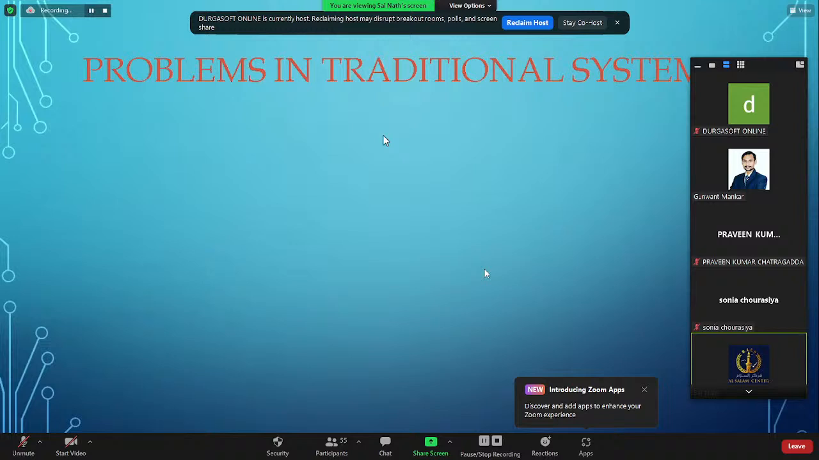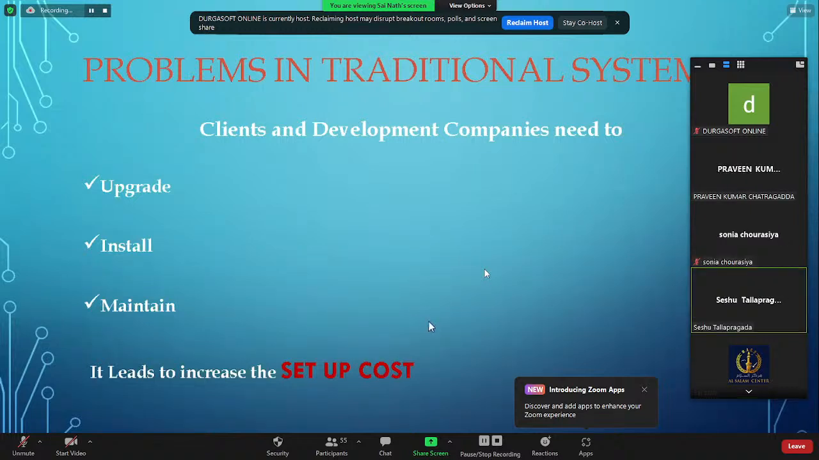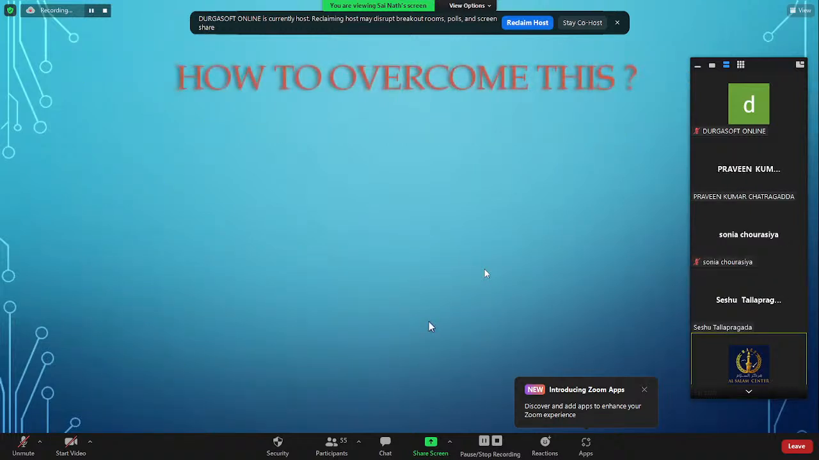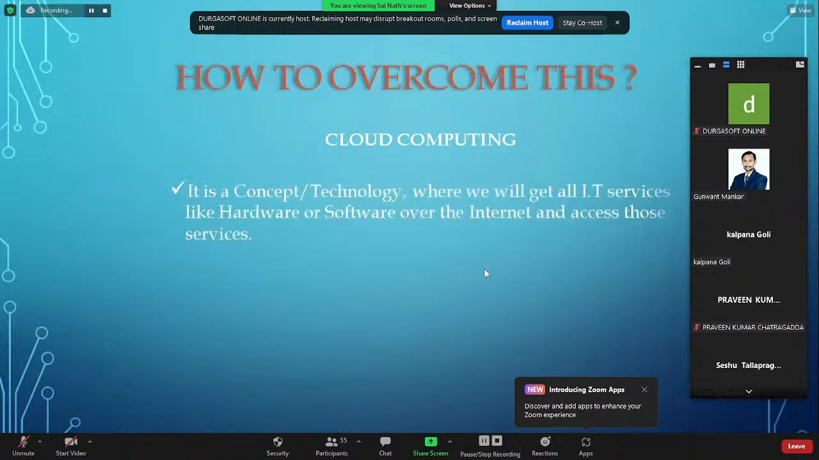Problems in the traditional system. What are the problems? Both clients and development companies need to upgrade, install, and maintain the software on their own. Yes or no? It leads to an increase in what? Setup cost. To overcome this problem, vendor companies came up with a new concept. It's called cloud computing.